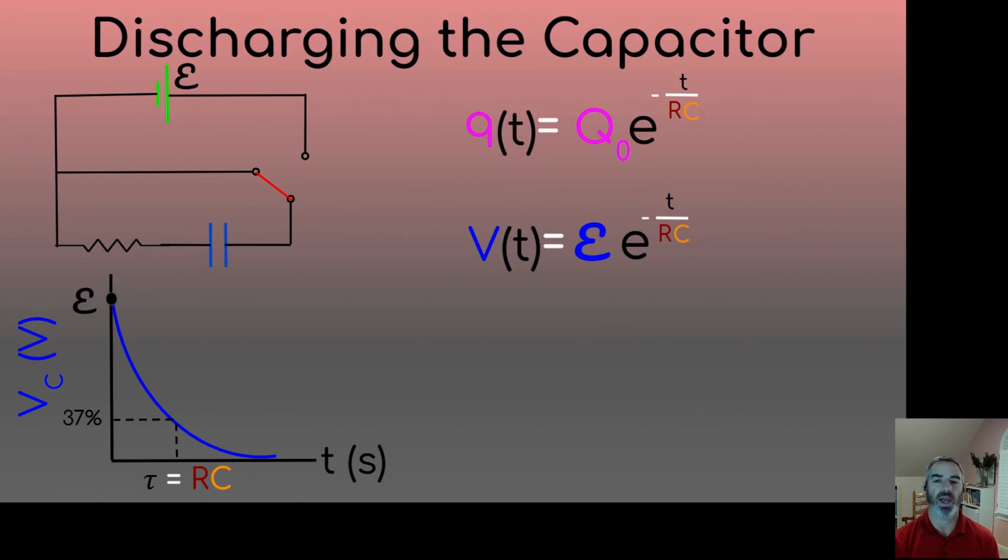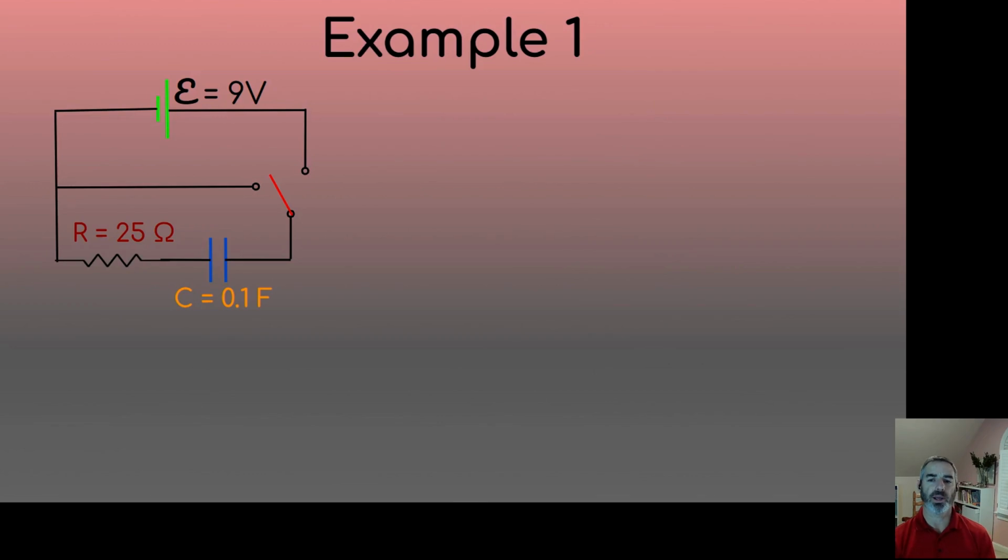And if we take that equation and divide it by the resistance using Ohm's law, that's going to give us current as a function of time equal to the initial current times e to the negative t over RC. So let's look at an example problem.